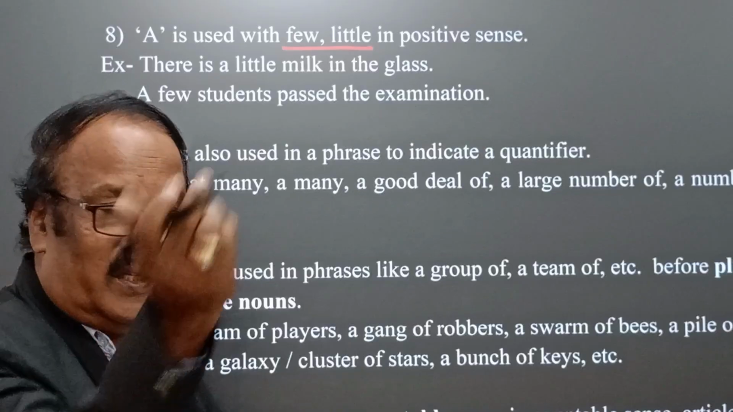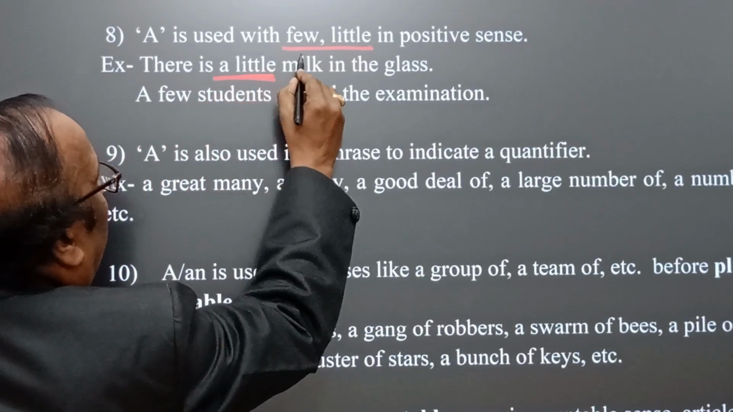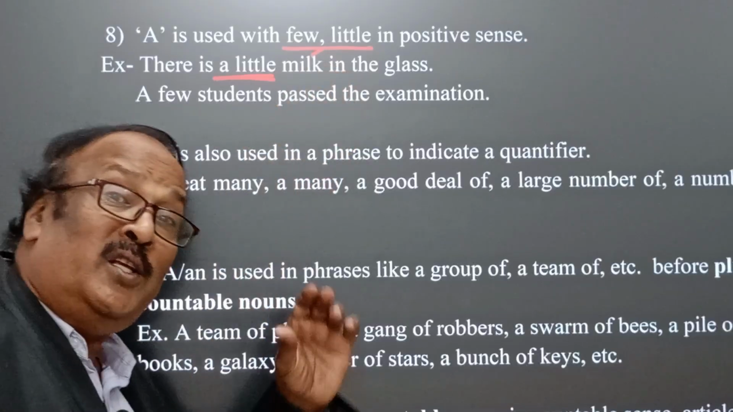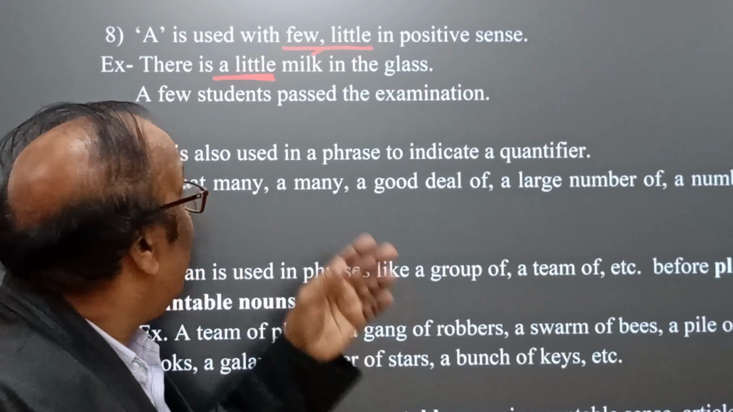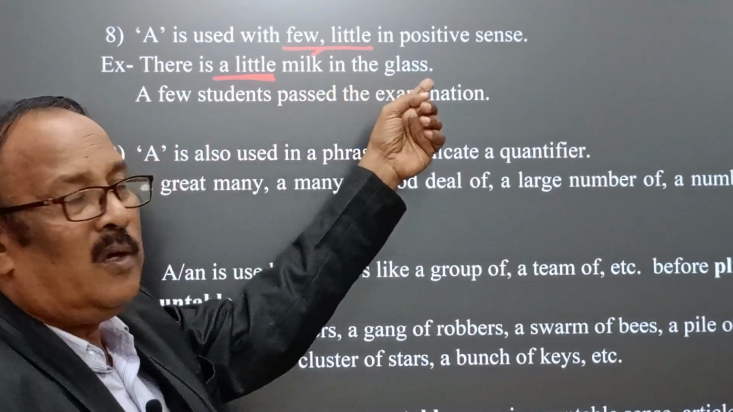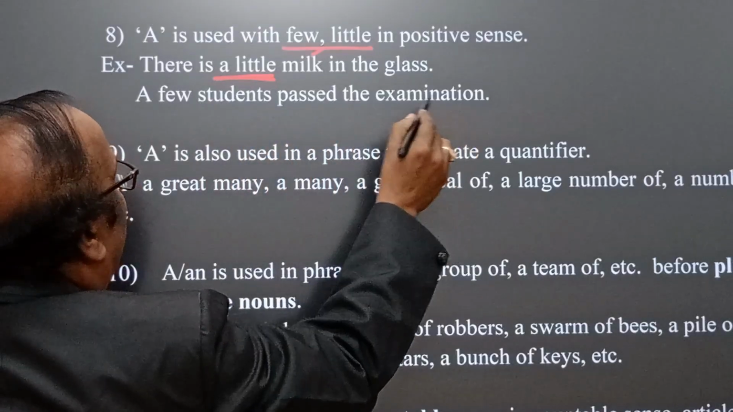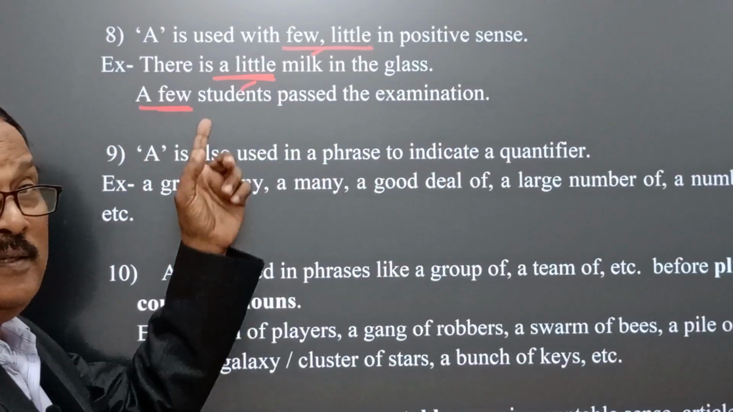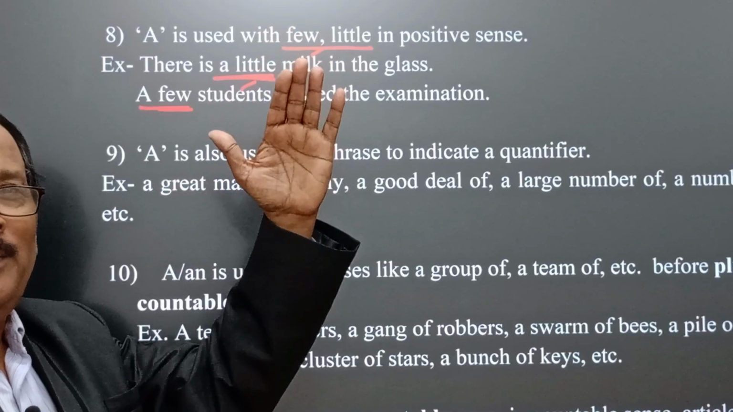Then how? Listen, you see here, there is a little milk. Here we find there is some amount of milk. Yes, there is a little milk in the glass. You can use: a few students passed the exam. You see here, this is an expression of positive meaning.